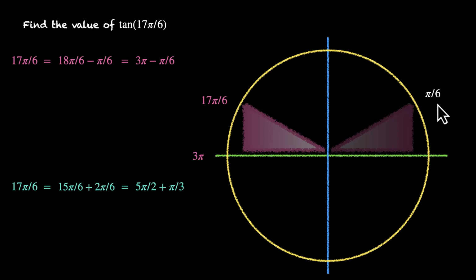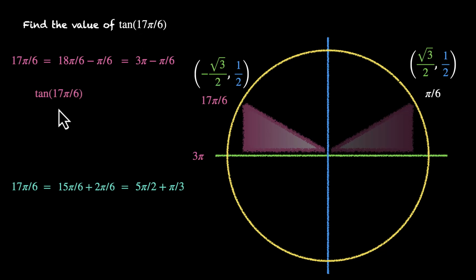The coordinates for this point are root 3 by 2 and 1 by 2, which means the coordinates for this point are minus root 3 by 2, 1 by 2. We move in this direction, so the x coordinate becomes negative. All right, so we have x and y coordinates for 17 pi by 6. Now we need tan, so we'll take the ratio. So tan 17 pi by 6 is equal to half by minus root 3 by 2, that's minus 1 by root 3. All right, so that's tan 17 pi by 6.